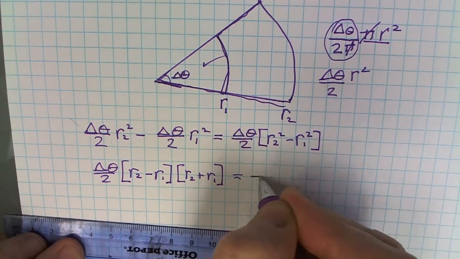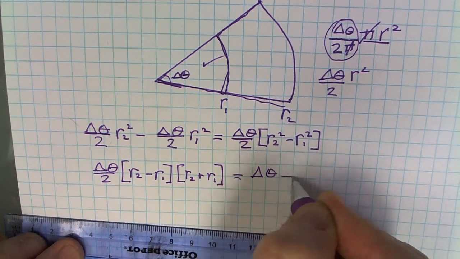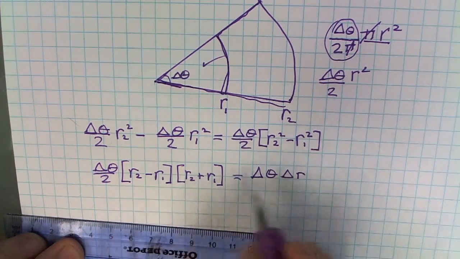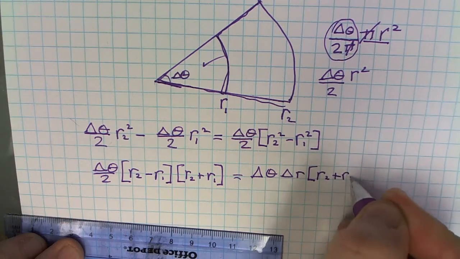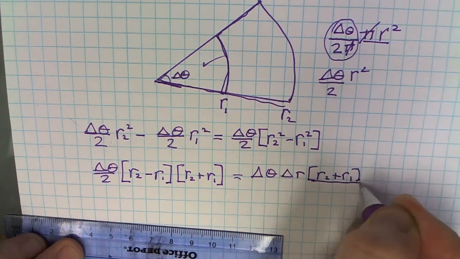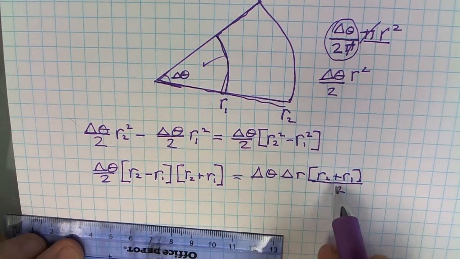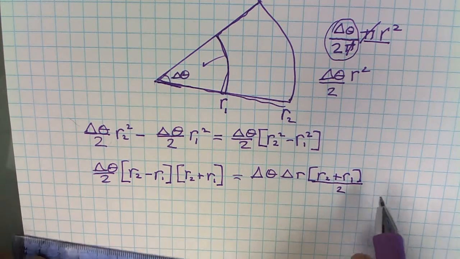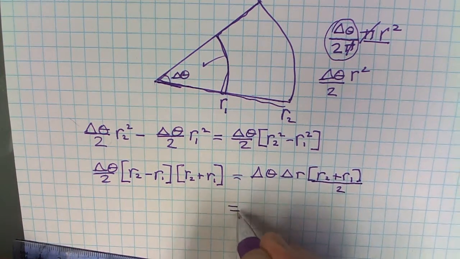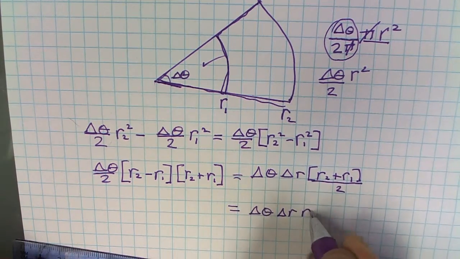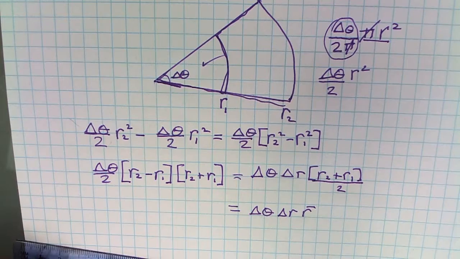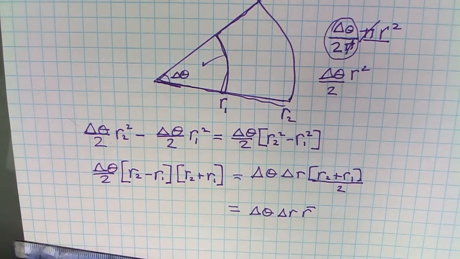So this is delta theta, delta R, and then what's left is R2 plus R1 over 2. Notice that is just the average R value. So really, I could say that area is delta theta, delta R, R bar, where R bar is the average radius between R1 and R2.